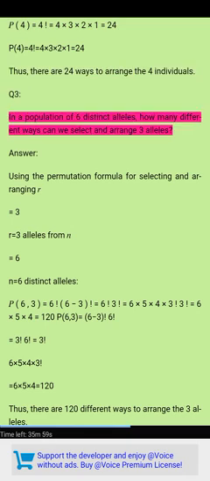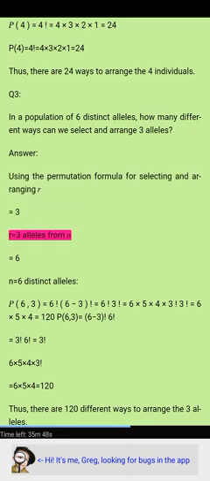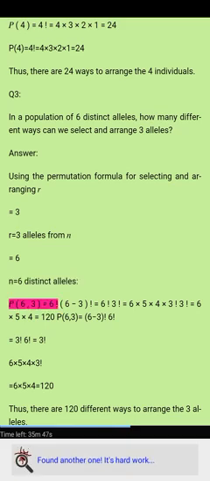Q3. In a population of 6 distinct alleles, how many different ways can we select and arrange 3 alleles? Answer. Using the permutation formula for selecting and arranging r = 3 alleles from n = 6 distinct alleles, P(6,3) = 6!/(6-3)! = 6!/3! = (6 times 5 times 4 times 3!)/3! = 6 times 5 times 4 = 120.